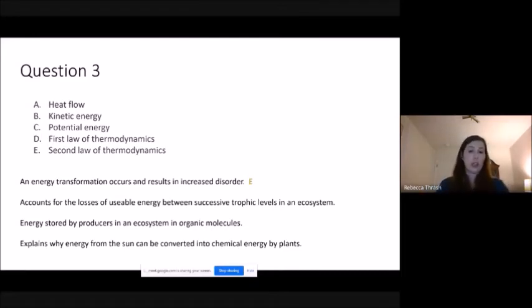Accounts for the losses of usable energy between successive trophic levels in an ecosystem. This is another way to state how the second law of thermodynamics predicts energy flow in an ecosystem. Energy stored by producers in an ecosystem in organic molecules. Organic molecules have chemical bonds that can then be used in respiration later on to release energy. So it is a stored form of energy. That's got to be potential. Explains why energy from the sun can be converted into chemical energy by plants. That's thermodynamics, but we're talking about the fact that plants have this ability to use light energy to make chemical energy. Well, that is the first law of thermodynamics.